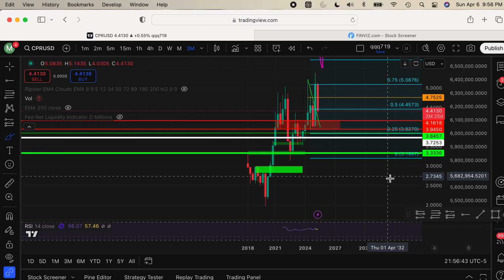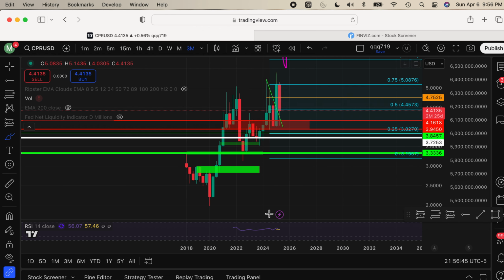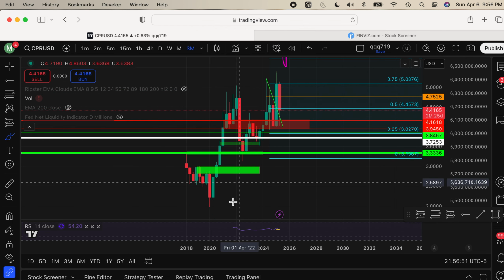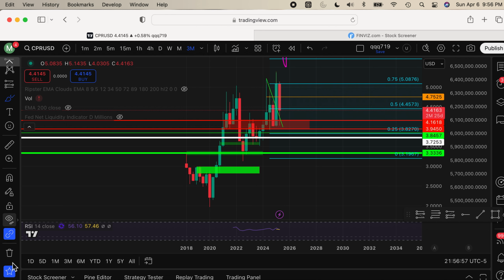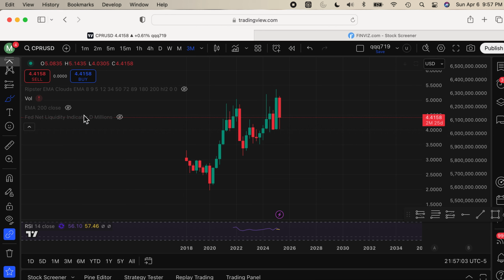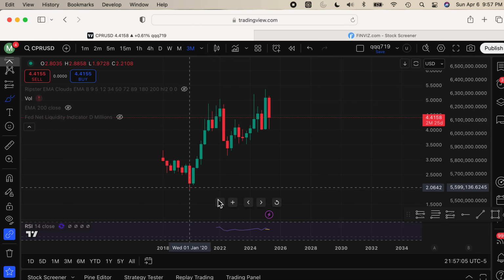Let's take a look at copper. So copper, I don't want to do this, but I'm going to do it. Okay, now this is CPR/USD. So where are the areas of fair value?